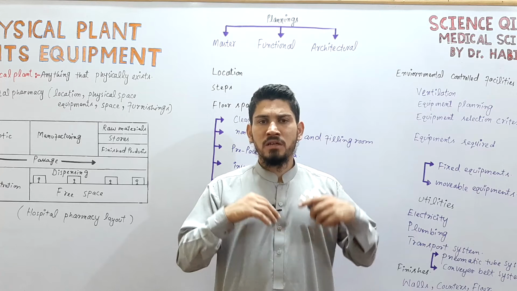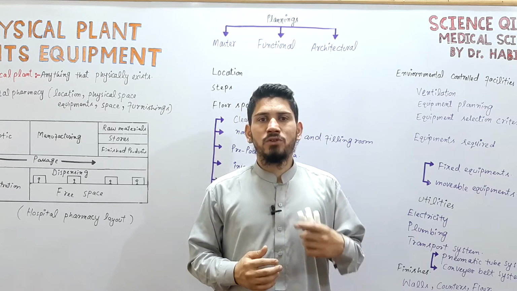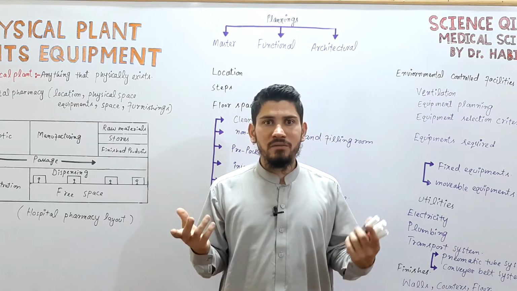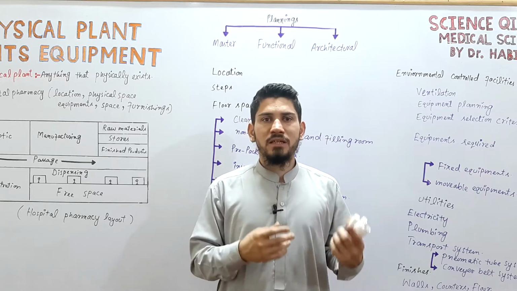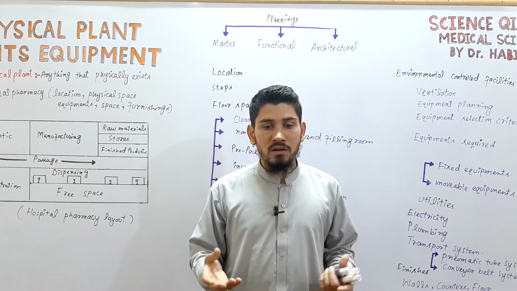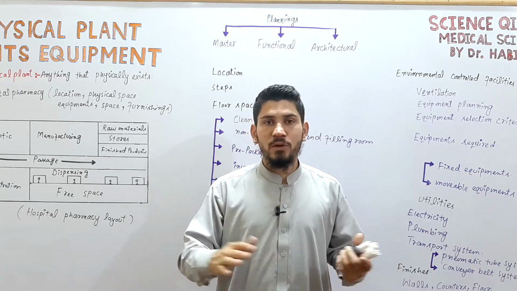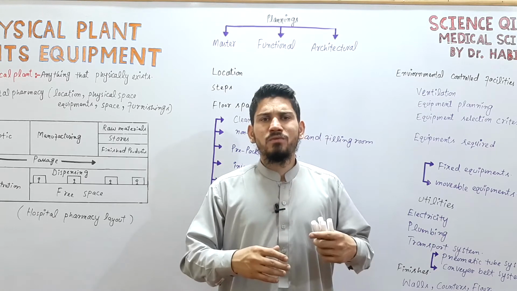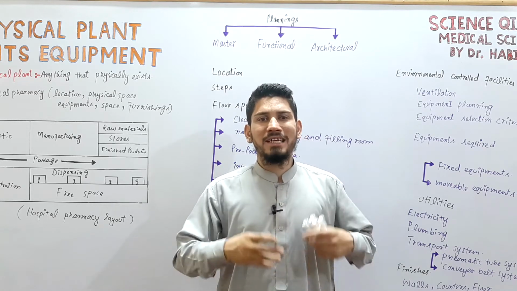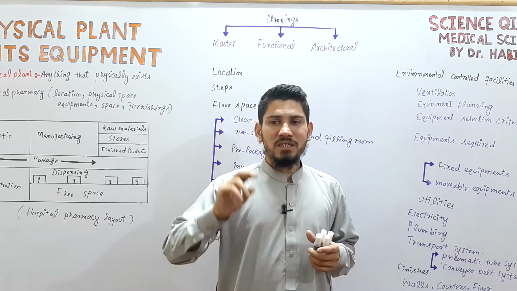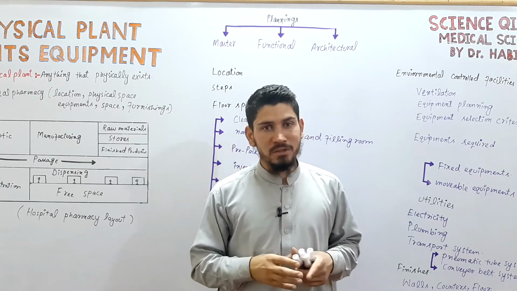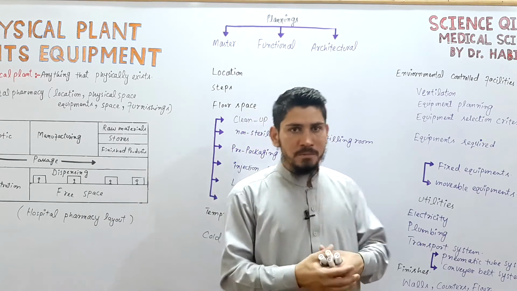Fixed, movable equipments. And then in the last, we'll talk about the utilities, like electricity we need, plumbing we need, so pipe systems, right? And then we need the transport system, finishes like walls and counters and the floor, how they should be. So we'll talk about them one by one in detail, until we develop a standardized hospital pharmacy. So let's go through it.